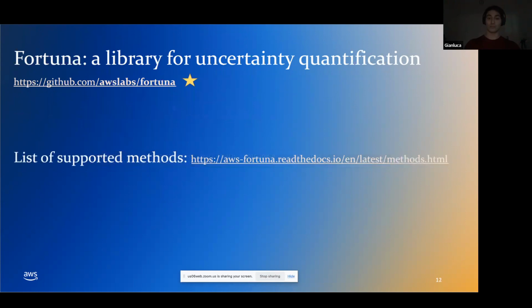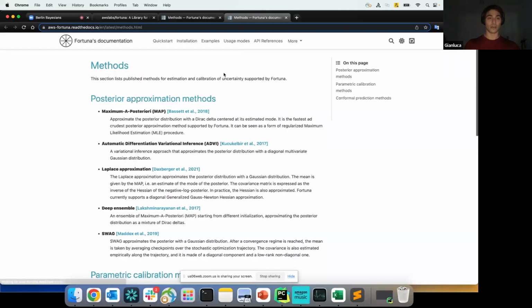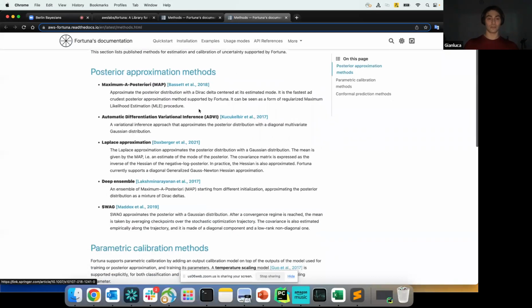And actually, maybe let me show a little, if I still have some time. I hope you still see the screen. The list of methods that we have so far. So for Bayesian, we have the maximum a posteriori. Now, I don't know if this is Bayesian or not. I don't care. You can consider this as a degenerate approximation of a posterior, basically a delta Dirac around your point estimate.